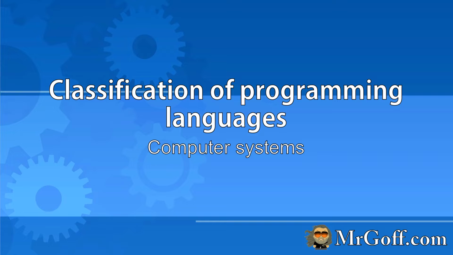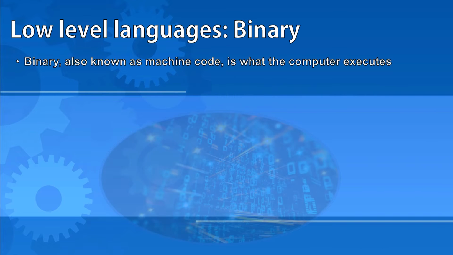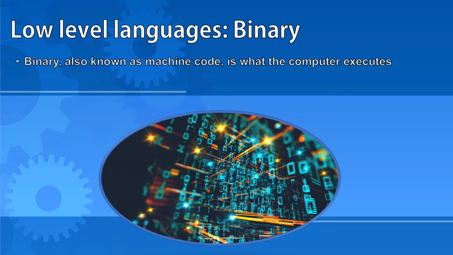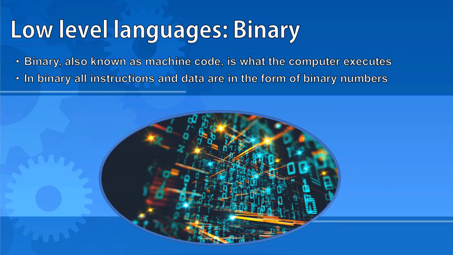Today's video will be about the classification of programming languages. Binary, also known as machine code, is the only thing that a computer can execute. In binary, all of the instructions and data are stored in the form of ones and zeros.